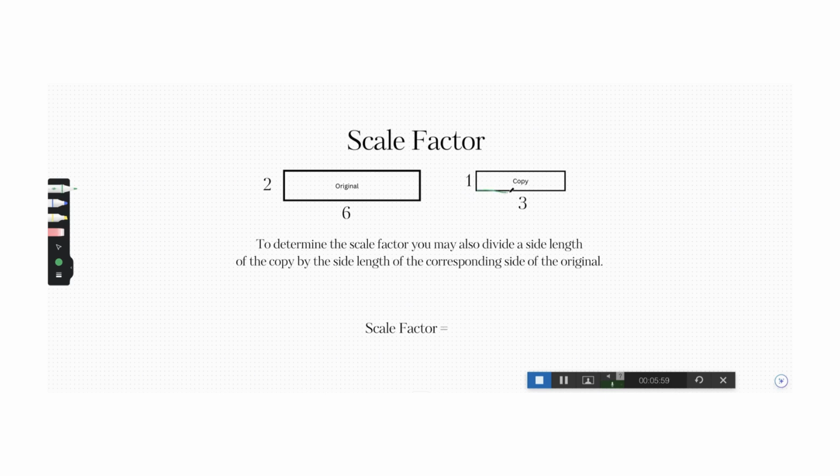So we're doing 3, okay? And I know this 6 corresponds with the 3. All right. So when I do 3 divided by 6, I'm going to put the 6 out here, 3 in here. I get 5/10, right? Now 5/10 is 1/2, so the scale factor for this problem would be 1/2.